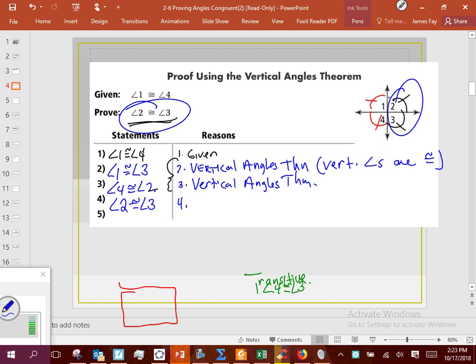I'm just trying to see the link. Yeah, go ahead. 1 is the same as 4, and then 1 is the same as 3. So 3 is the same as 4. So 3 and 4 are the same. And 4 is vertical, 2 is the same.